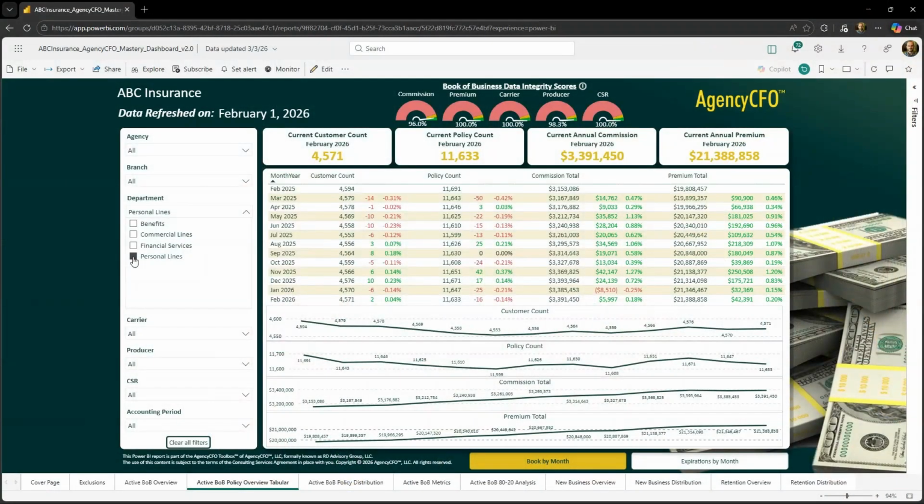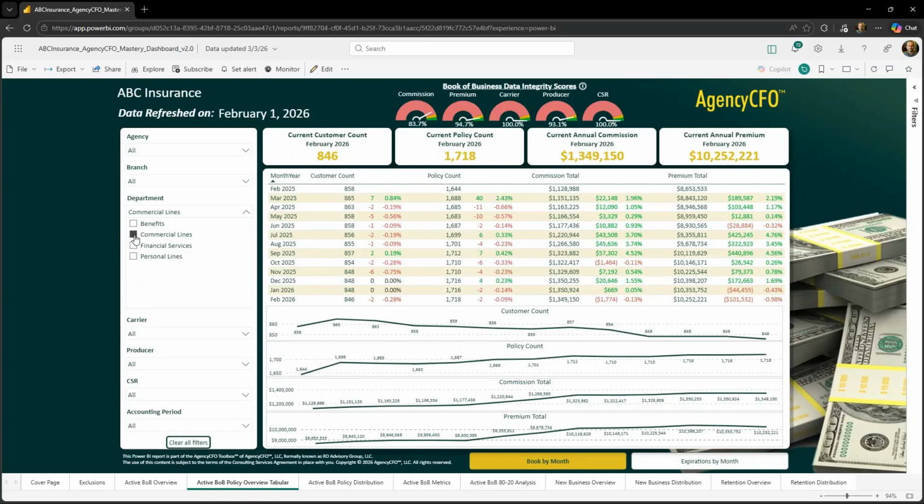Adam, why don't you pick the Department of Personal Lines? Because the slicers show everything separate. And let's see how that changes in the shifts. And you'll see, or commercial lines. So everything we have shifts. And we do this on a monthly basis.